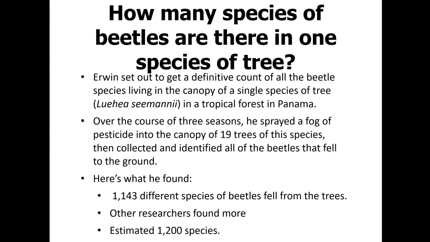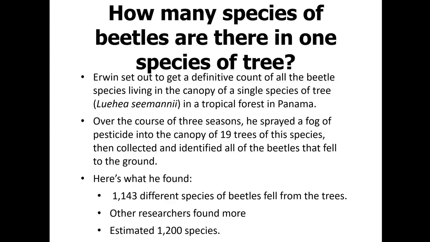Irwin set out to get a definitive count of all the beetle species living in the canopy of a single species of tree in a tropical forest in Panama. Over the course of 3 seasons, he sprayed a fog of pesticides into the canopy of 19 trees of this species, and then he collected and identified the beetles that fell to the ground. Here's what he found.